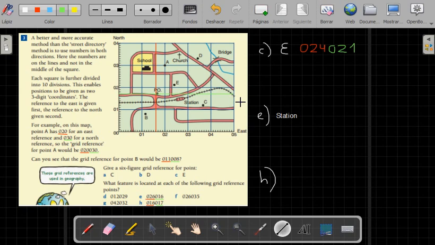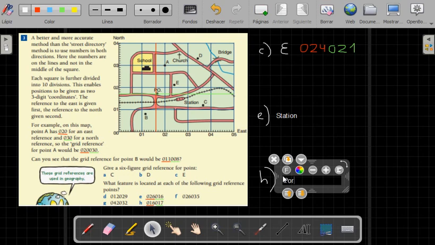Okay, and where the two lines get crossed, donde las dos líneas se cruzaron, va a ser el punto de referencia que estamos buscando. And what feature is located there? The postal office. That's why they wrote PO, postal office. Lo que está localizado entonces en ese lugar es la oficina de correos. Okay, PO.